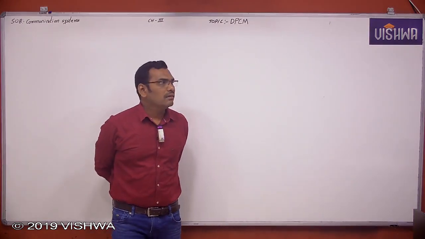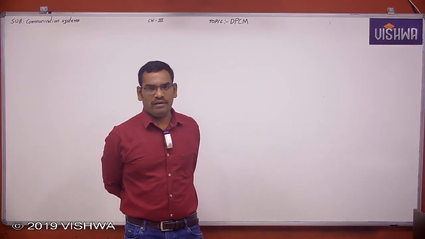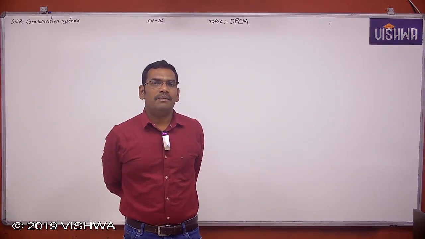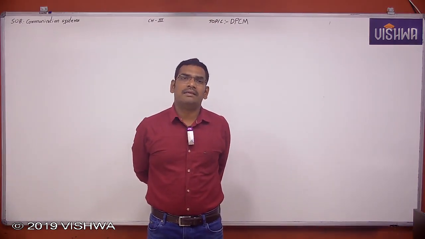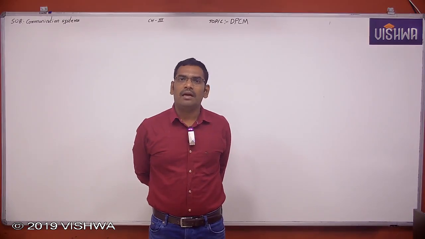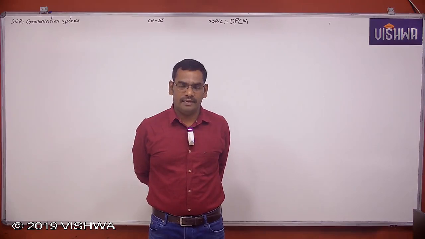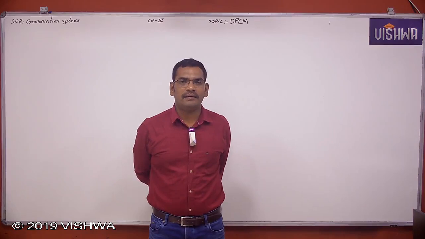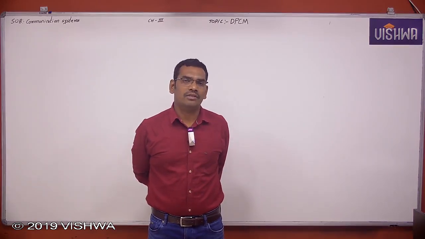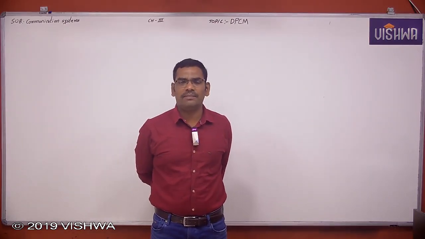Morning, students. In the previous sessions we saw pulse code modulation. What is pulse code modulation? The analog signal is sampled, quantized, and encoded into a sequence of binary data. So the analog signal is converted into a sequence of binary data through a sampling, a quantization, and an encoding process. And we saw the PCM transmitter, receiver, decoder, encoder, everything.